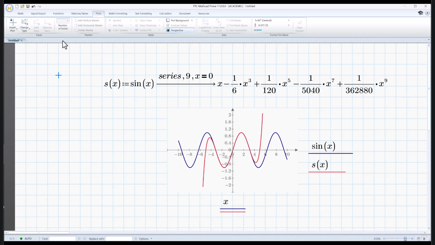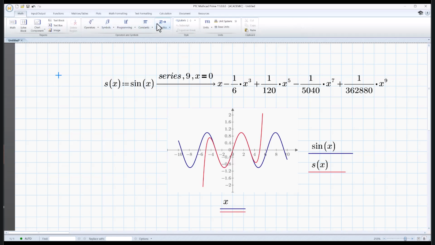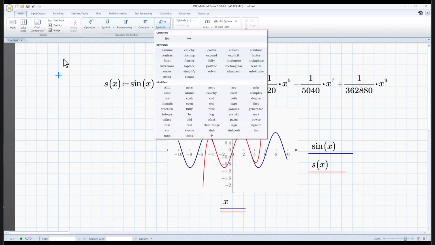All right, so let's go over this one more time. There's the math. There's symbolics. Look at all these different keywords and modifiers you can use. So I'm going to encourage you to go ahead and look through these.